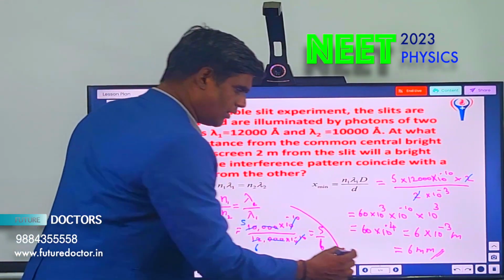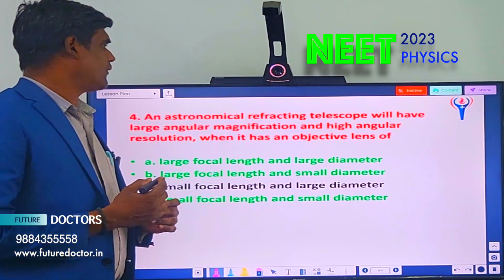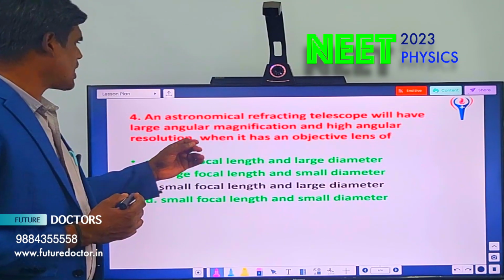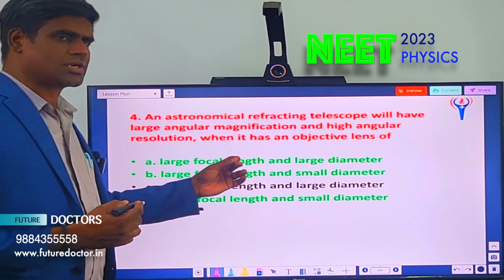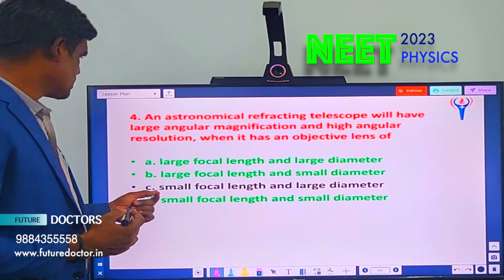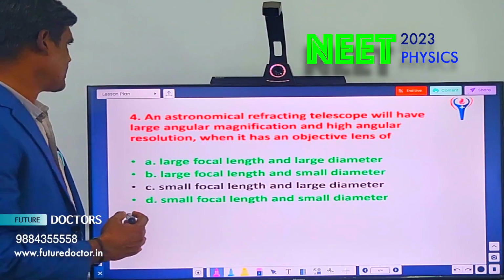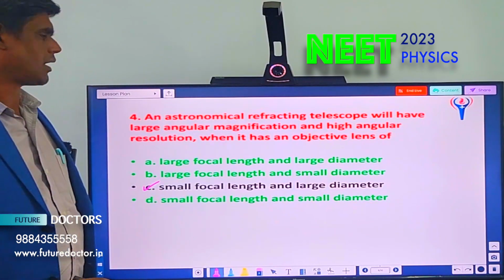Let's move to question number 4. An astronomical refracting telescope will have large angular magnification and high angular resolution when it has an objective lens of dash. Yes, it should possess small focal length and a large diameter. Okay, option C is the correct answer.